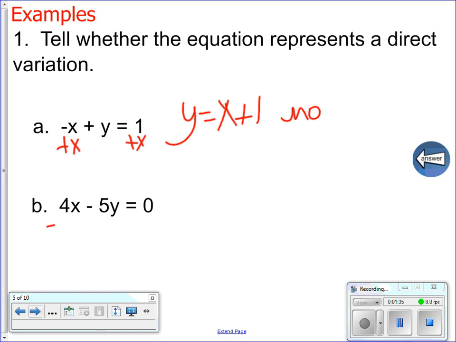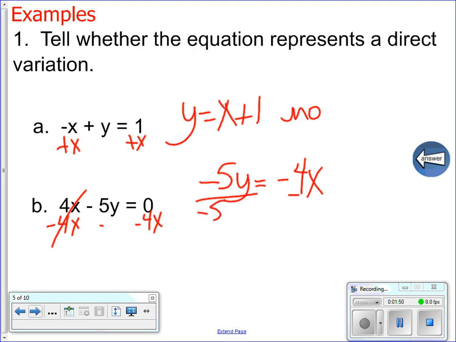And this one, I'm going to subtract 4x from both sides. And that gets me negative 5y equals negative 4x. Divide both sides by negative 5, and we get y is equal to 4/5 x. Yes, this is direct variation.